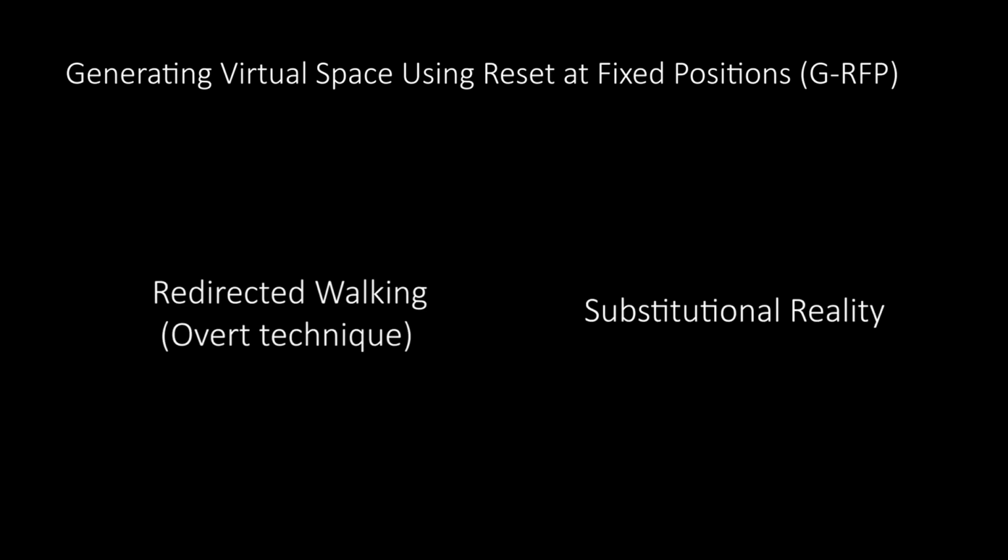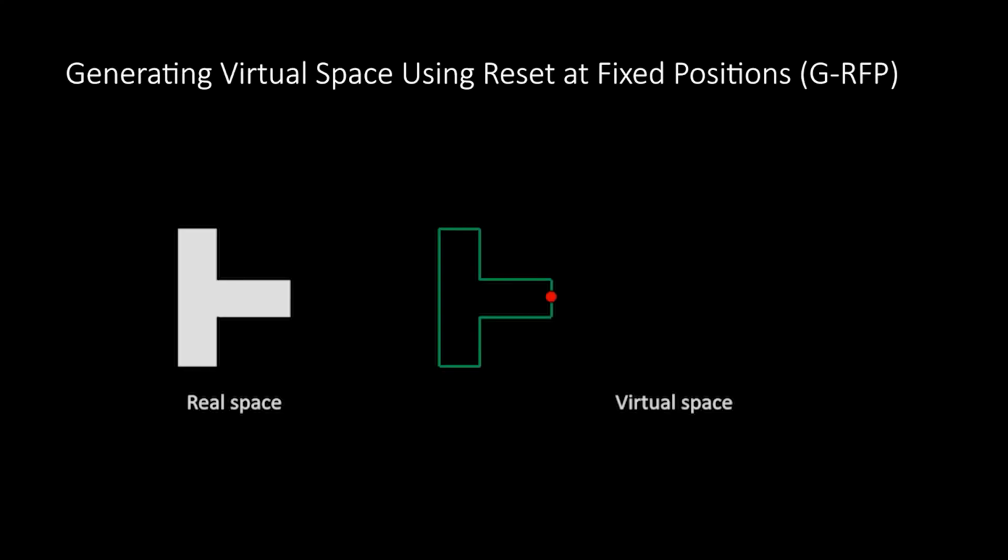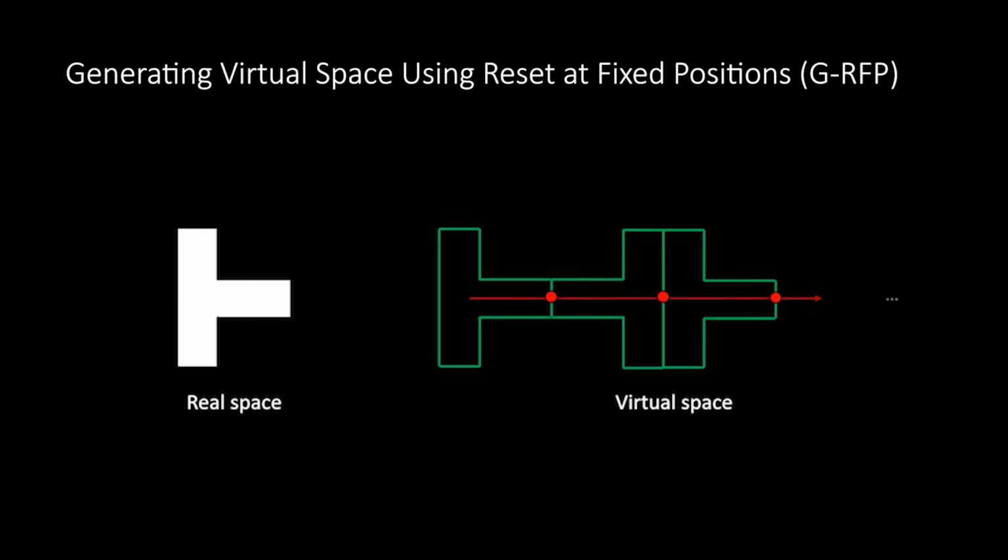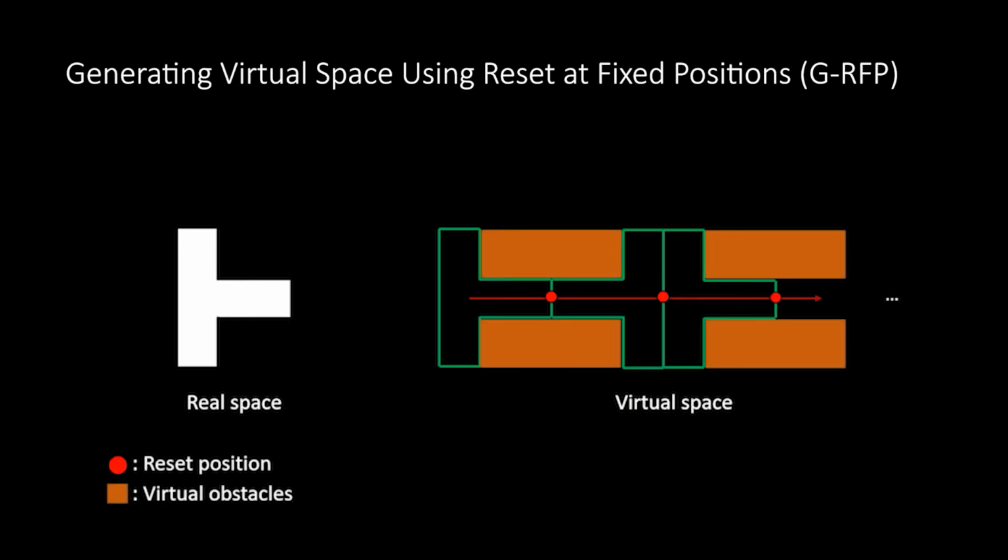Then, how can we enable users to predict and reduce the reset? To solve this problem, we developed GRFP, which stands for Generating Virtual Space Using Reset at Fixed Positions. GRFP utilizes an advantage of substitutional reality that replaces real objects with virtual objects. To utilize GRFP, we extracted the guaranteed space block, a walkable real space which is a unit block for making a virtual space. GRFP tiles the next guaranteed space block via point reflection about the predefined reset position.